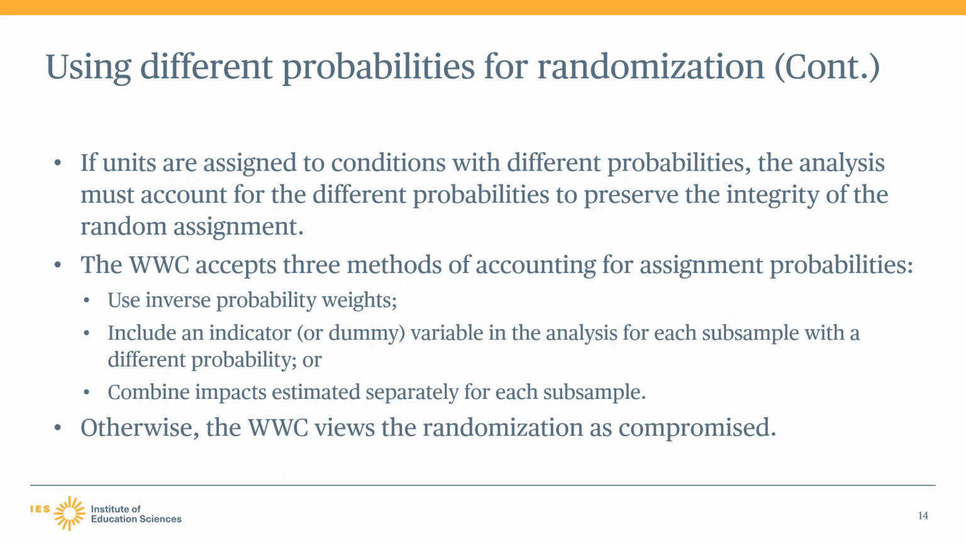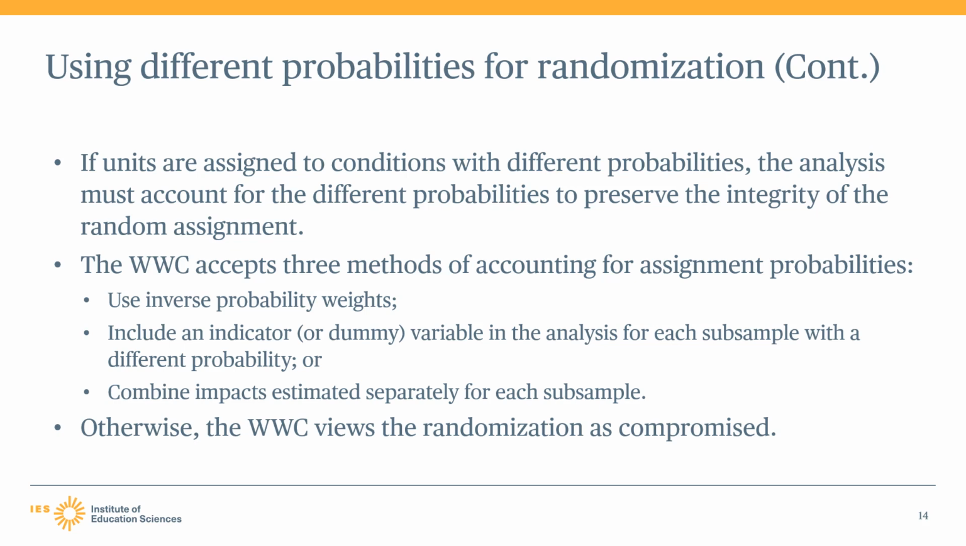If a study uses different probabilities for randomization, it must account for those different probabilities in the analysis to preserve the integrity of the random assignment. If the study does not account for the different probabilities in an acceptable manner, the WWC considers the randomization compromised, meaning it was not well executed.